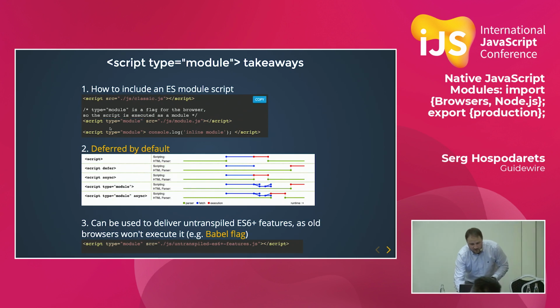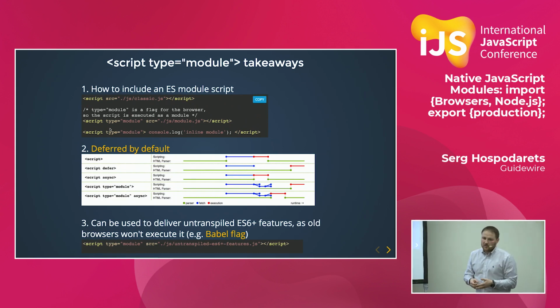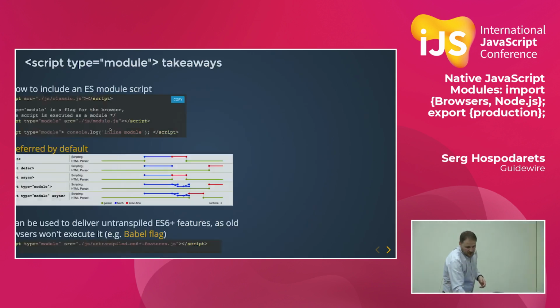They are deferred by default. I will show an example of what it means that they are deferred by default. And again, as I said, it can be used to deliver ECMAScript features. So for example, for modern browsers, even with Webpack, you can transpile everything except async, await, maybe some new stage 2 proposals, don't transpile everything else, and deliver this with type module. That's it. That's actually fun.